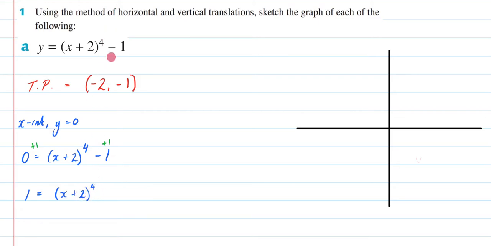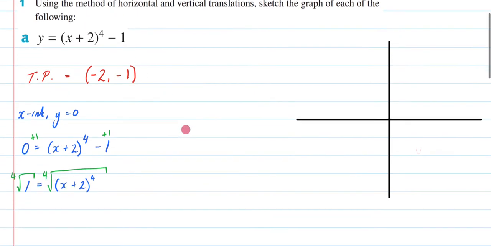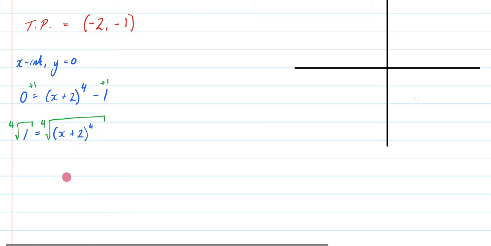The next thing that we're going to do is we're going to root to the power of 4, a quartic root, if you will, to both sides. Having done that, I'm just going to be left with x plus 2 on this side. And on this side, I'm going to be left with plus or minus 1. It's important to note that when we root by a number that is even, we're always going to get plus or minus. So because 4 is even, we're going to get plus or minus 1.